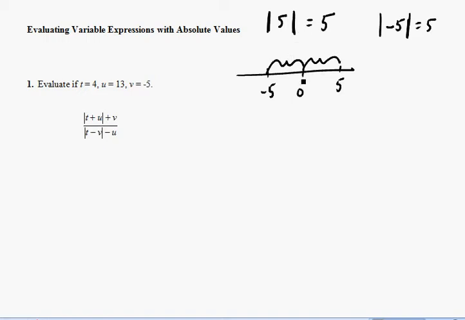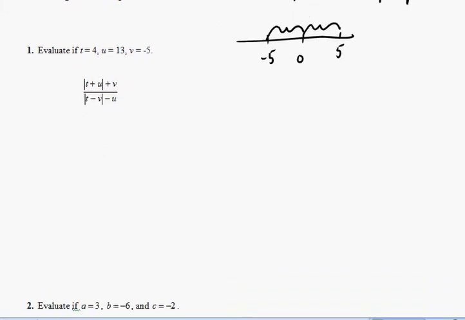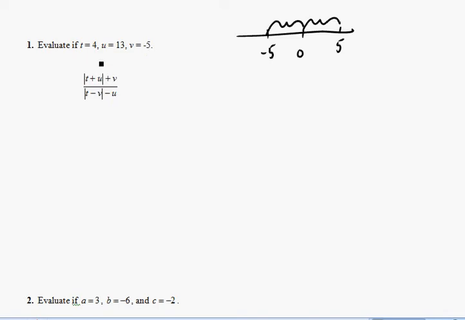So now let's see if we can evaluate these two expressions. Pause the video and see if you can evaluate this expression, and be sure to simplify it. Okay, so the first thing to do is to simply substitute each of our values for our three variables. So t is 4, u is 13, and v is negative 5.